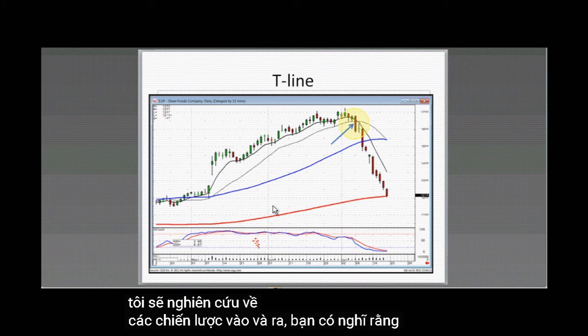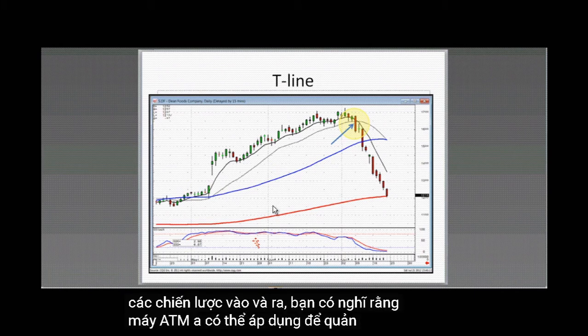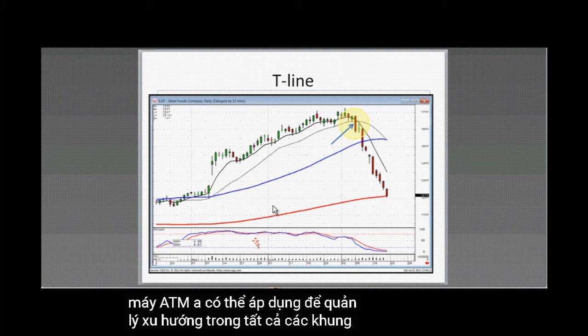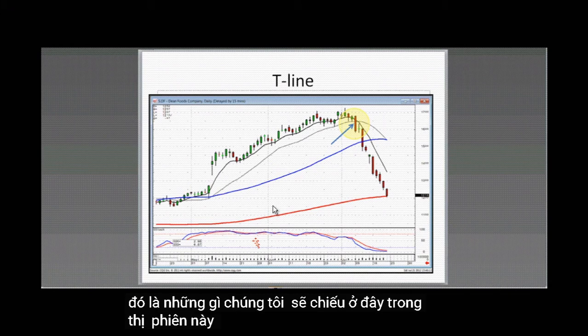Do you think the 8 EMA is applicable for management of trend in all time frames? Yes. And that's what we're going to show here in this session.